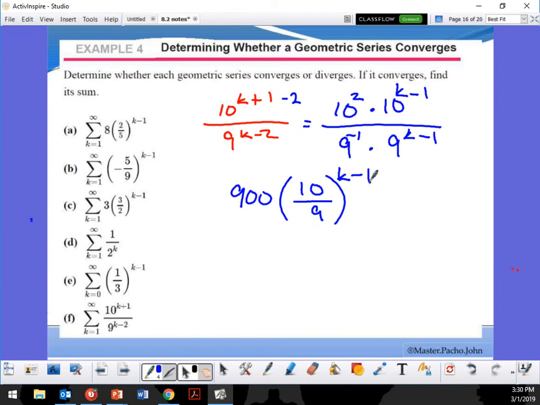Now, you guys ready? What is my R? It's too big. It's divergent. So my R is going to be greater than 1, so therefore it is divergent, isn't it?